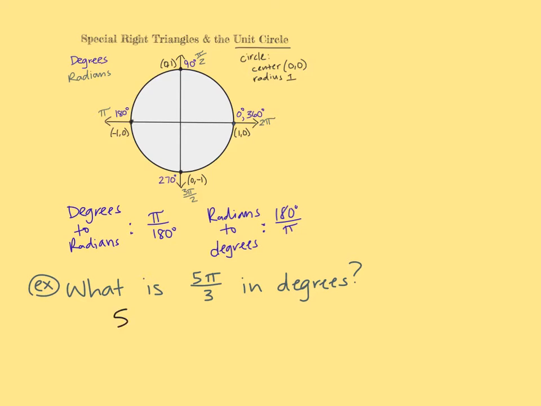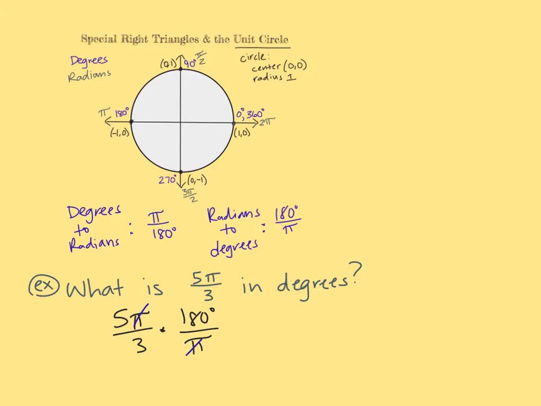So we'll start with 5 pi over 3. And then in order to convert from radians to degrees, we just go the other way. We want the pi to cancel this time. So we want to multiply this time by 180 degrees over pi. And so the pi's will cancel. And then we can cross cancel top to bottom.